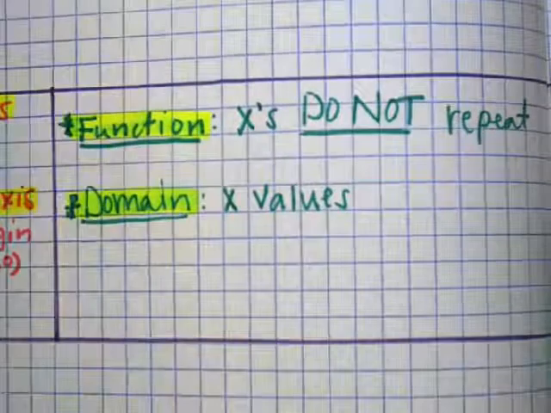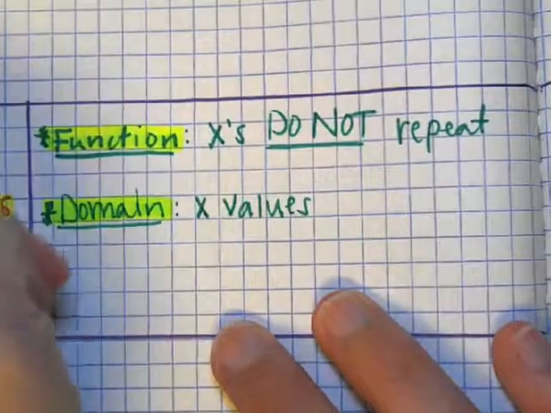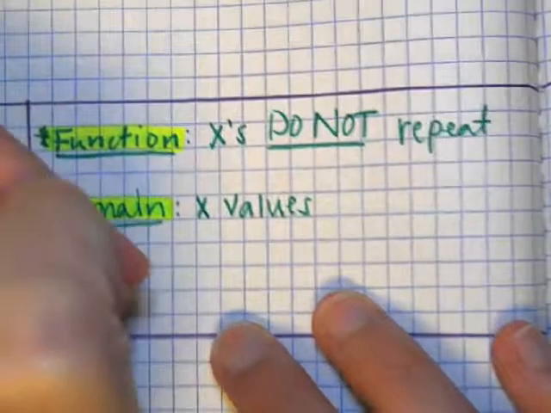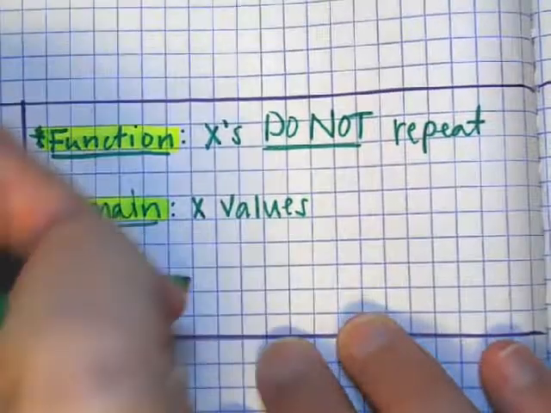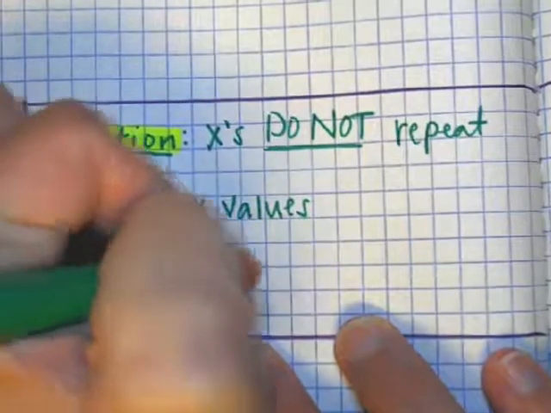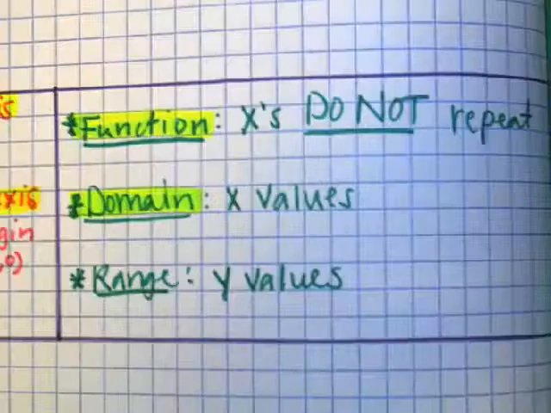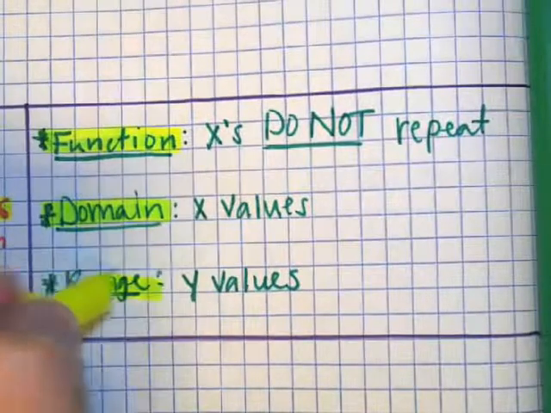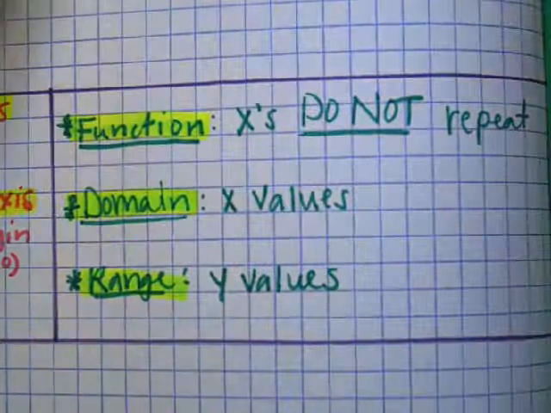If I'm going to talk about domain, I got to talk about range. If domain is x values, range is going to be your y values. And tomorrow, I'll show you a little trick to help you remember which one is x, which domain is x, and which is y. Okay, I'll show you a trick to remember that.